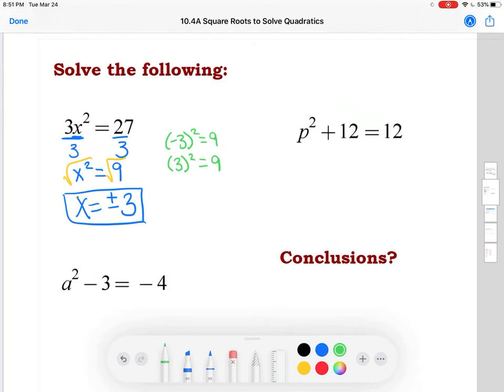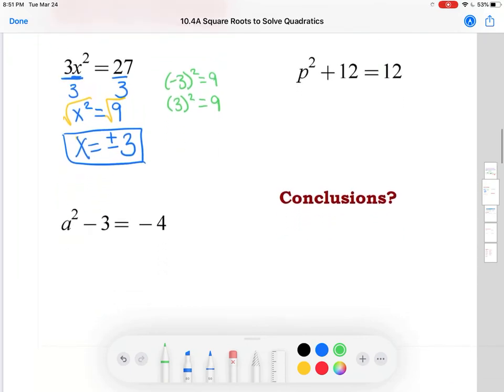Let's look at our second one here. p squared plus 12 equals 12. Okay. What should we do first? Isolate p squared. So how am I going to do that in this case? We have p squared plus 12, so I need to subtract 12 from both sides. That will give me p squared equals 0. Then, to undo a square, I square root both sides, and now I have p equals, what's the square root of 0? 0.